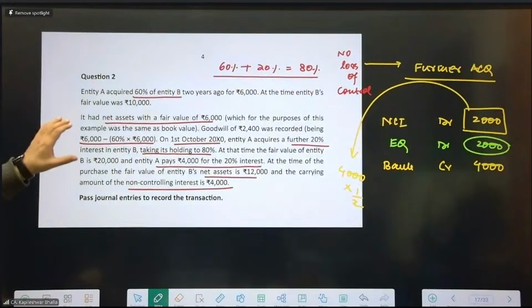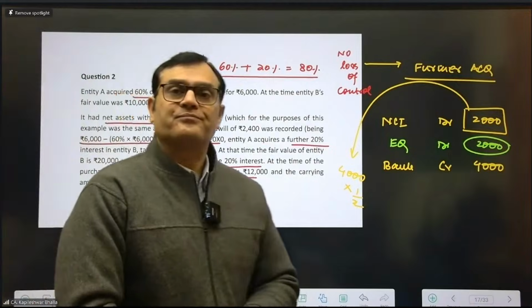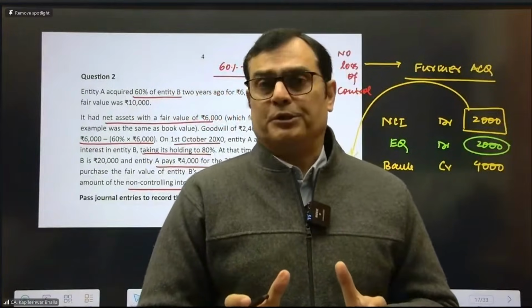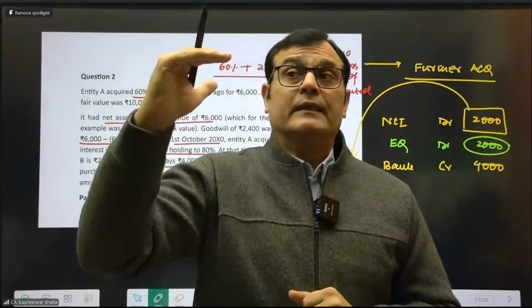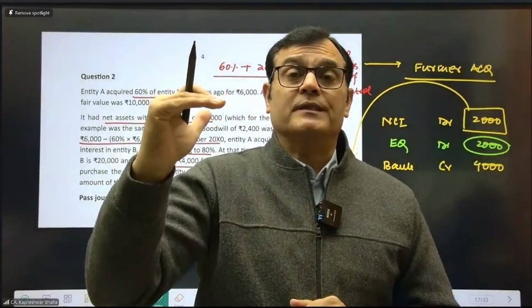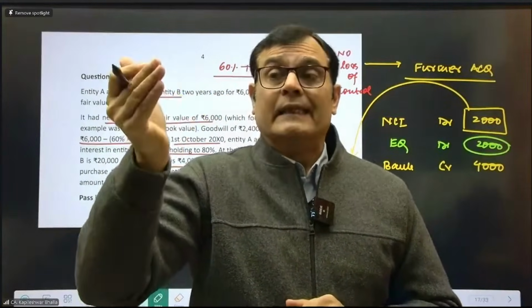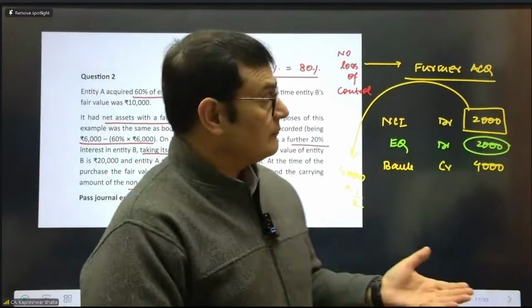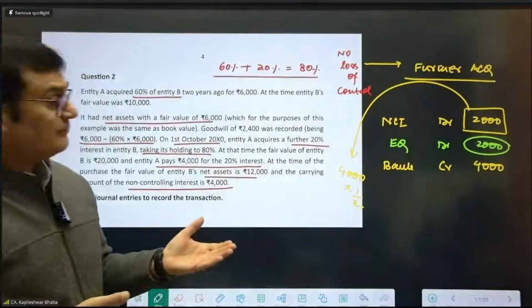So you can see all the rest of the data given to us is completely irrelevant in nature, because in this case the control is still in continuation. There is no loss of control. It's simply a reduction of the NCI proportionately, and you make a payment and the difference, gain or loss, is taken to equity. As simple and straightforward as that.